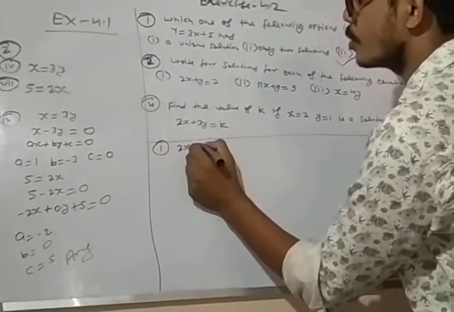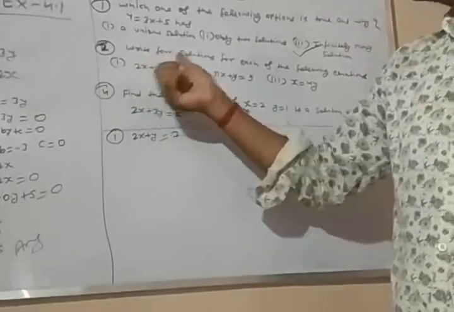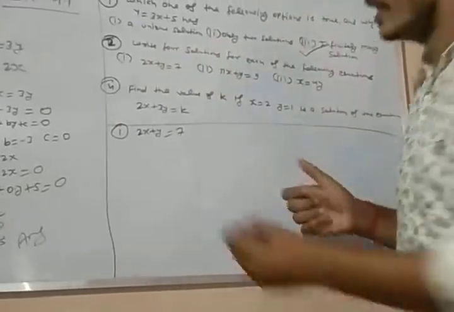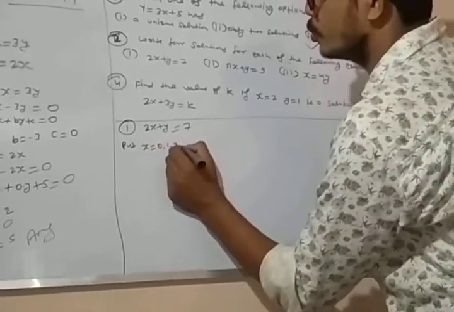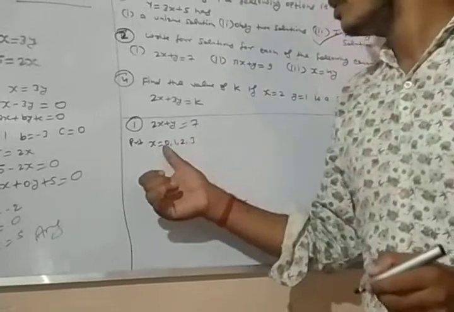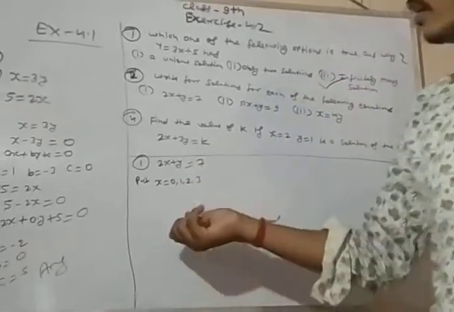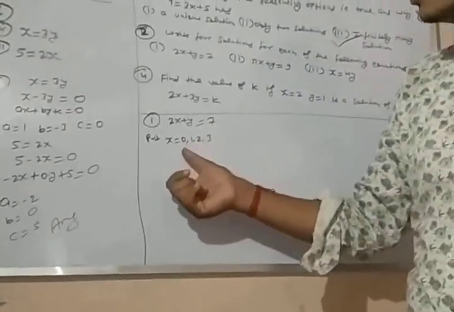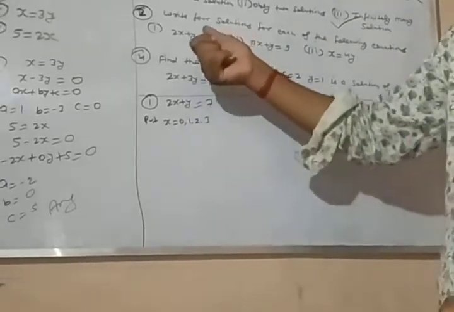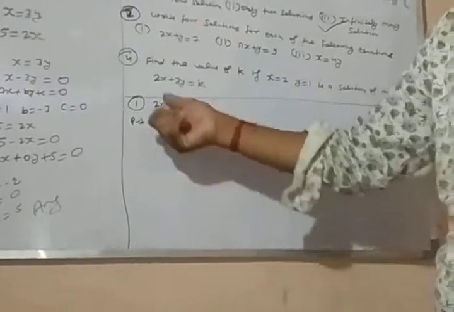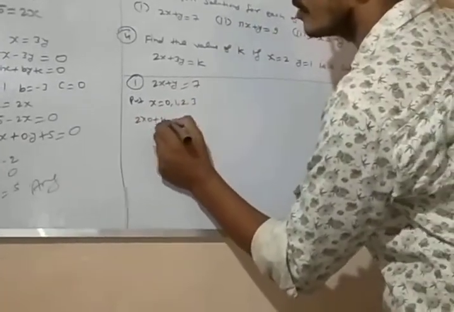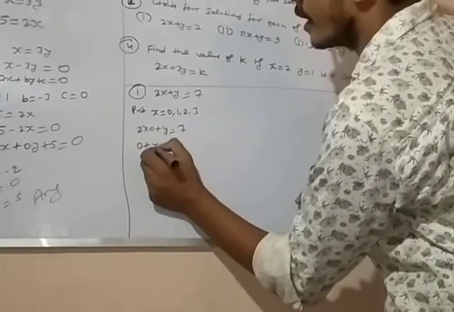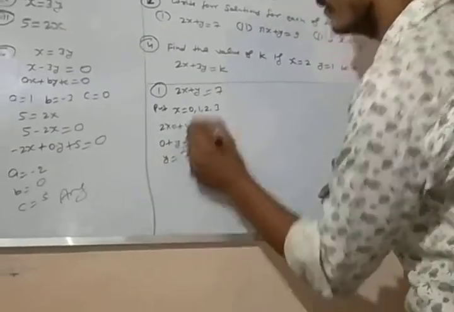2x plus y is equal to 7. You can find the different solutions, means write the solutions for each of the following. Here put x is equal to 0, 1, 2, 3. You can put 0, minus 1, minus 2, minus 3, okay? But here we can put x is equal to 0, 1, 2, 3 because we need to find only 4 solutions. Now put in this equation x value 0. 2 into 0 plus y is equal to 7. 0 plus y is 7. y is equal to 7.